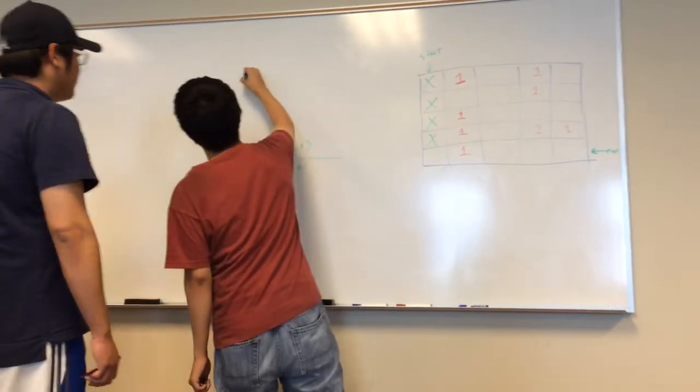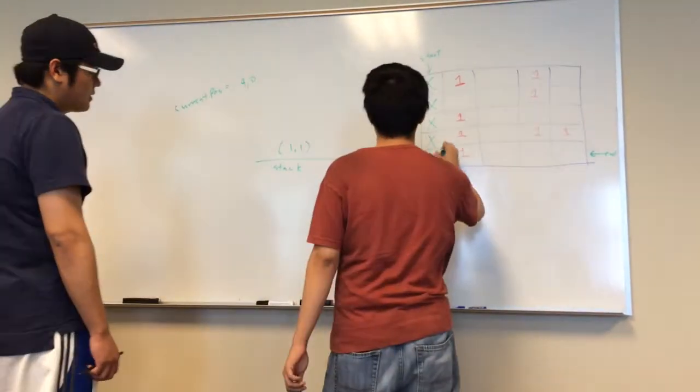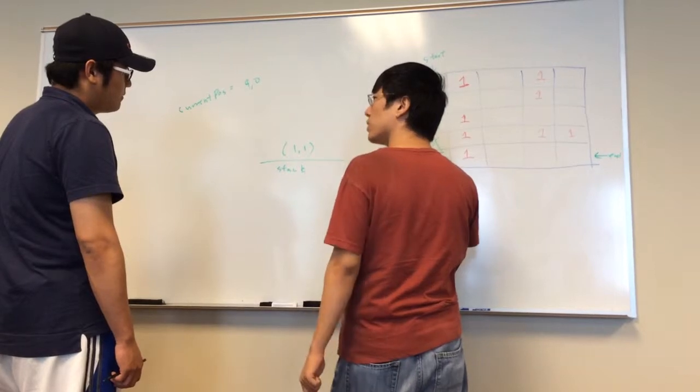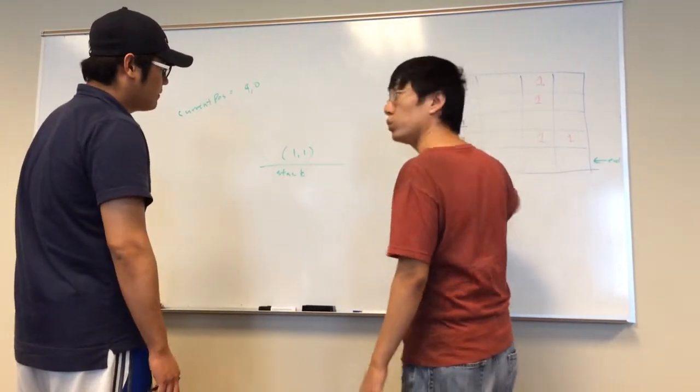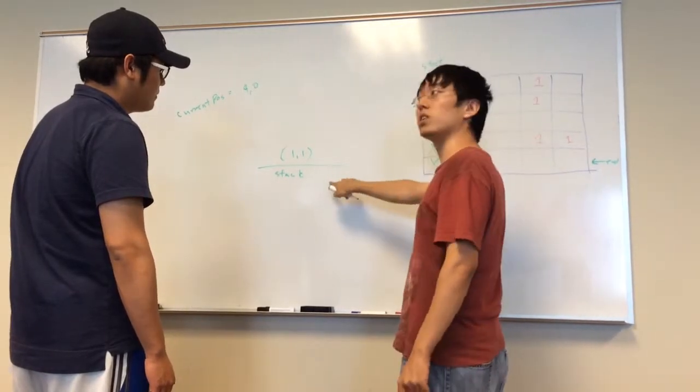Current position becomes 4, 0. 4, 0 is not the exit, so you mark it as visited. And you add all valid positions. There are no valid positions, so nothing will be added. And then it'll do the loop again, because your stack is still not empty.